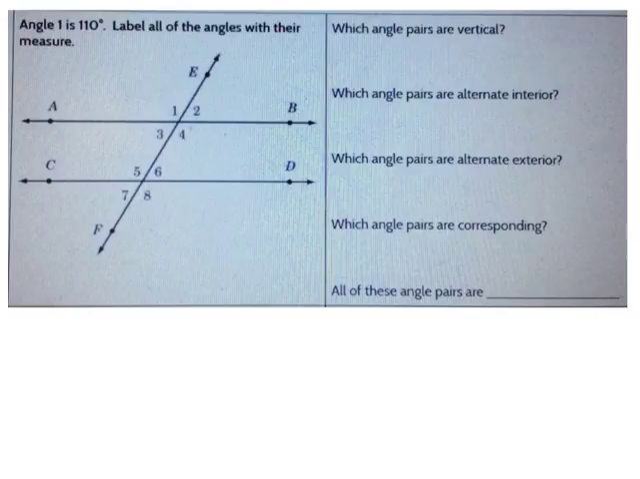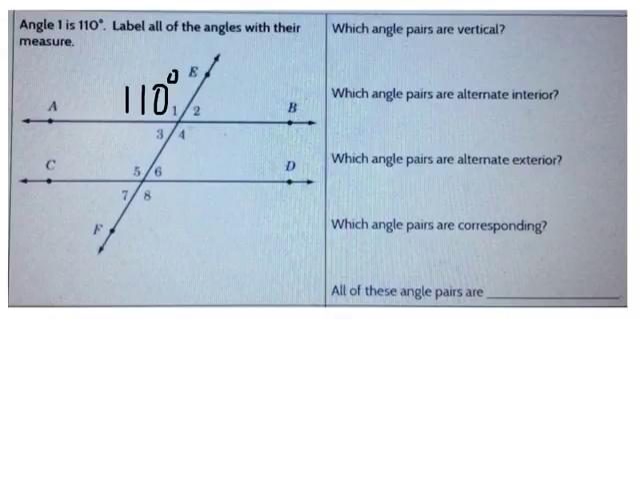Now let's start today's lesson. Today we're going to talk about angles that are formed by a transversal that cuts across parallel lines. Here, angle 1 is 110 degrees. Let's fill in the rest of the angles with their measures.